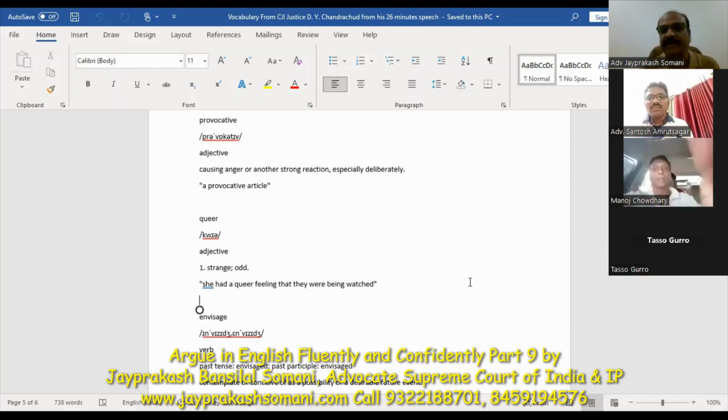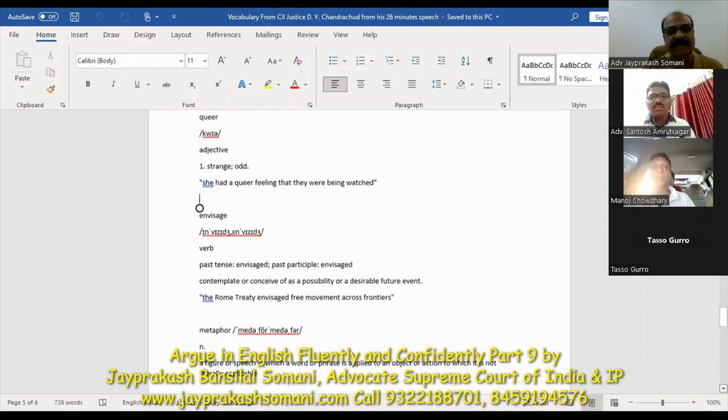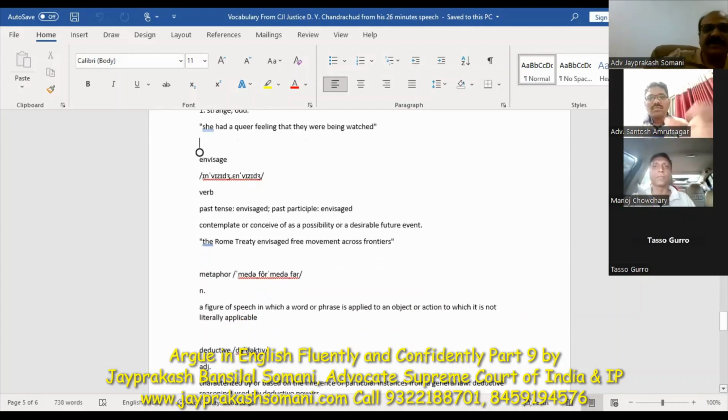Envisage. What is the meaning? It's a verb: contemplate or conceive of a possibility, or describe a future event. By looking at the merit, we can envisage that we can win the case. Correct.